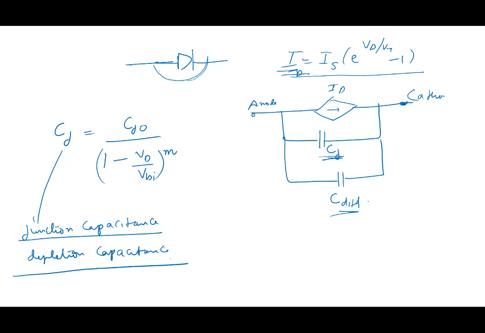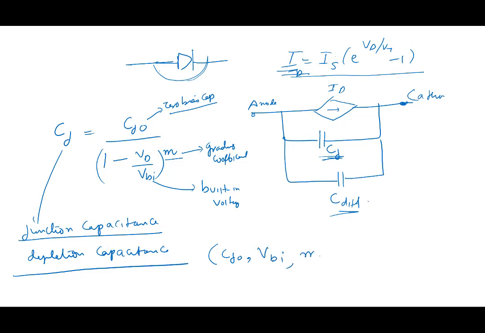Cj is Cj0 times 1 minus Vd over Vbi. Vbi we already saw, the built-in voltage. M depends on the nature of the diode, how the diode has been fabricated. We call it the grading coefficient. And Cj0 is obviously the zero bias capacitance. So for every PN junction, you will have a value Cj0, a value Vbi, and a value M.